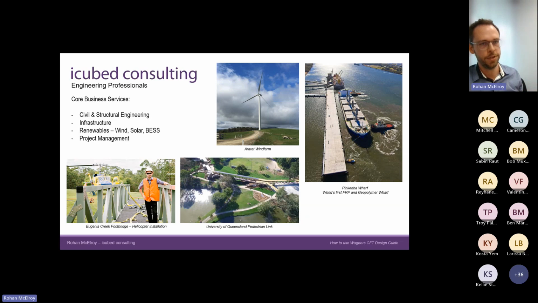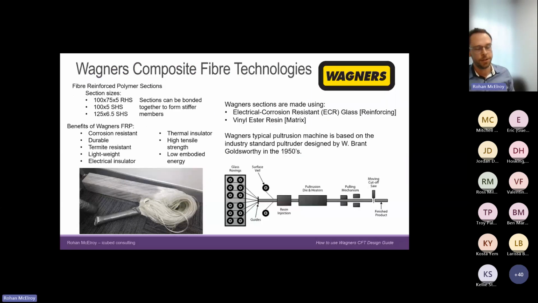So as Kelly outlined, my name's Rohan. I'm from icubed Consulting. We're a civil structural firm based in Brisbane, Queensland. We have an office in Melbourne and an office in Perth as well. Our business is largely set up around infrastructure projects and renewable energy markets. Wagners and icubed have been working closely together for probably 15 to 20 years. We've worked on a bunch of different projects ranging from boardwalks and bridges to road bridges and wharfs and pontoons around Australia and around the world.